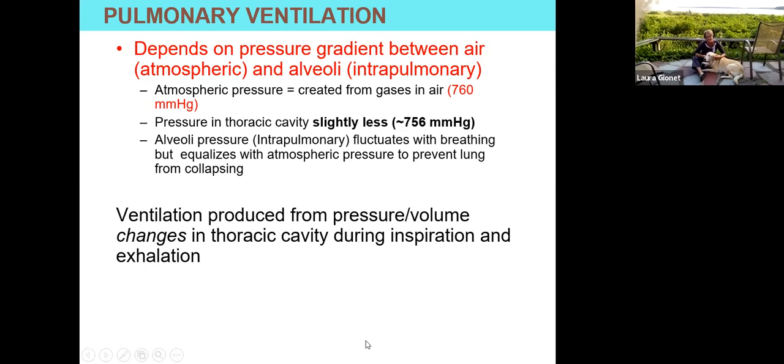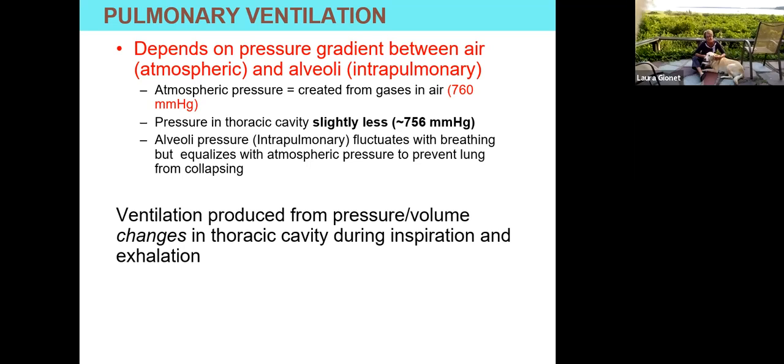Ventilation depends on the pressure gradients also between atmospheric air and the alveoli. Ventilation is produced from pressure volume changes in the thoracic cavity during inspiration and exhalation. So what do they mean by that? It just means that when you inhale and the ribs move up and out and the diaphragm moves inferiorly, it creates a negative pressure in there. So that causes you essentially to suck in air, which is inhalation.